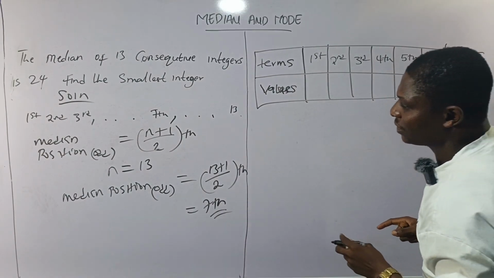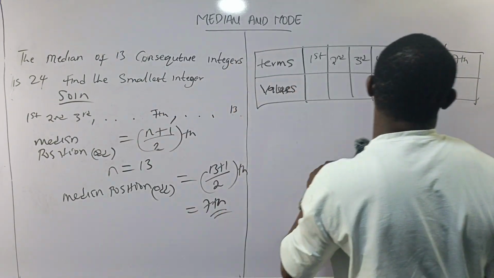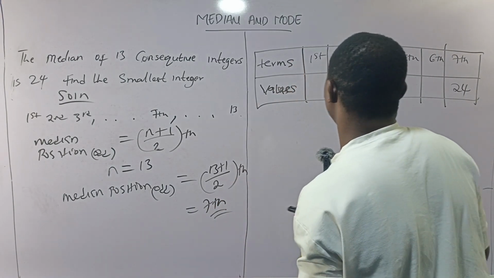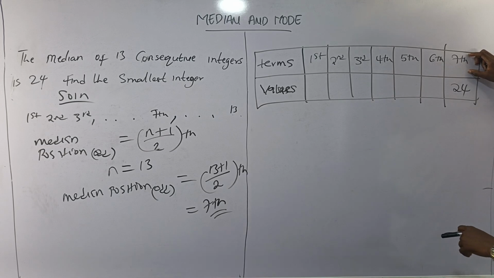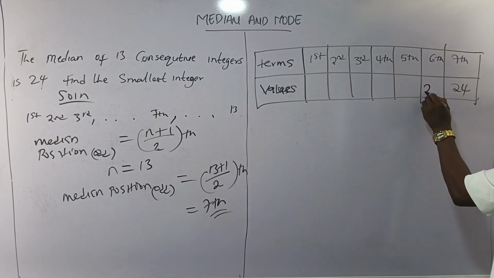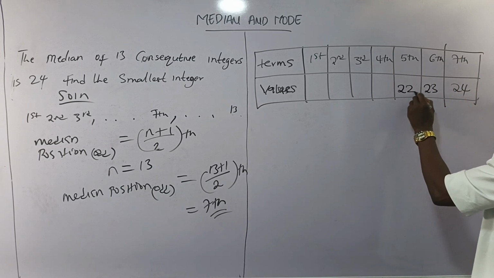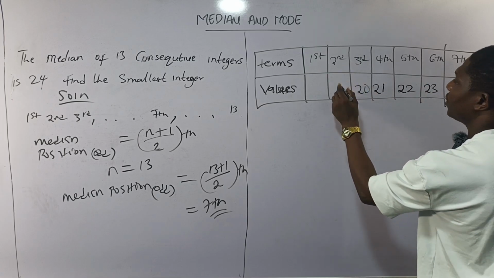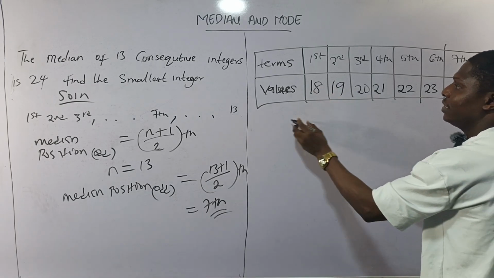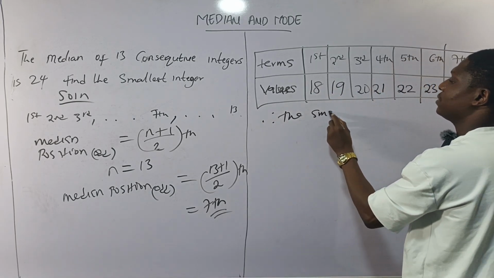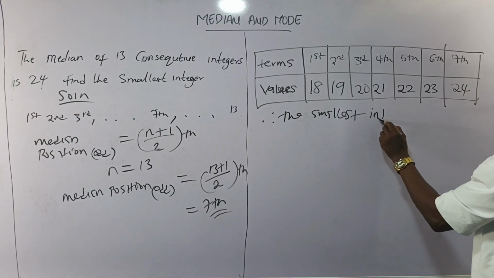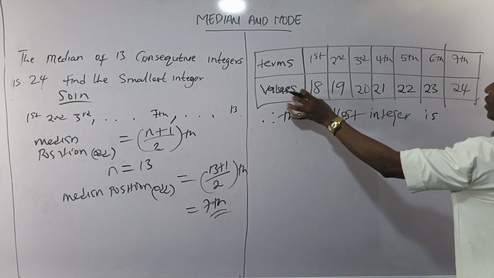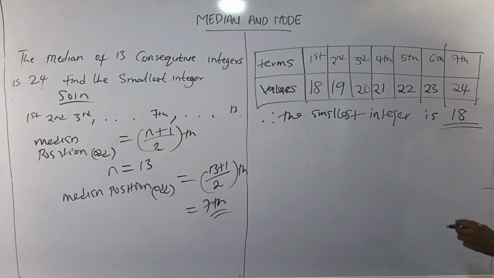Now, since we know that the 7th term is 24, I can put my 24 here. And the terms are consecutive. Since they are consecutive, if the seventh term is 24, the sixth term should be 23. The fifth should be 22. You decrease by 1. This becomes 21, 20, 19, and 18. Therefore, the smallest integer, which corresponds to the first term, is 18. And this is our answer.